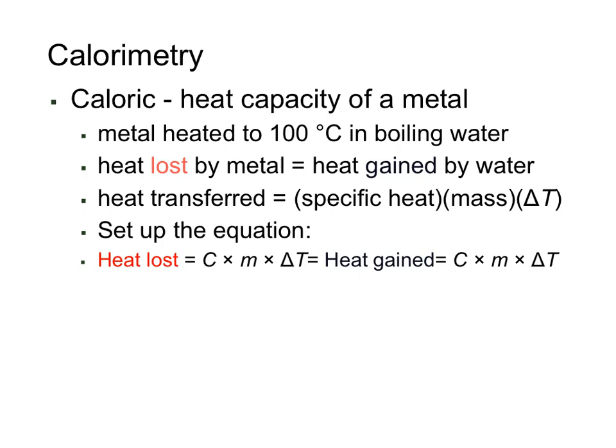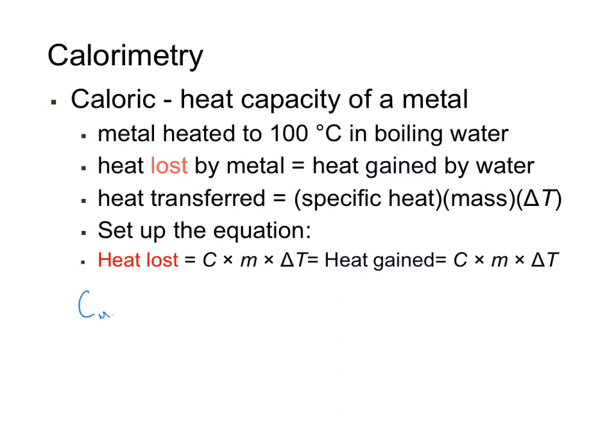And we can set up an equation to look at that. Our heat lost, which equals our specific heat of the metal times the mass of the metal times the ΔT of the metal, will be equal to the heat gained by the water, which is equal to our specific heat of the water times the mass of the water times the temperature change of the water. Let's write that out in even a little bit more detail.